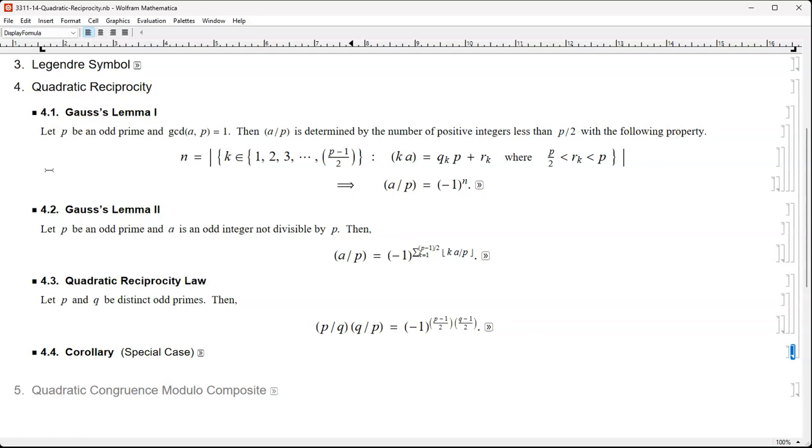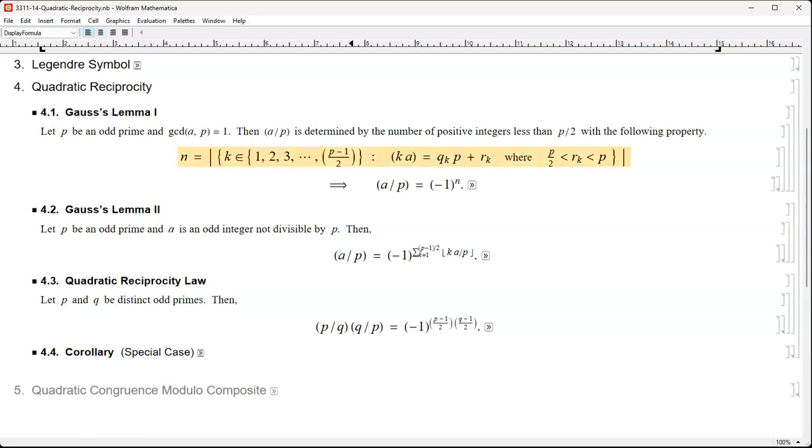The first lemma says p is an odd prime and a and p are relatively prime. Then the Legendre symbol a over p is determined by some mysterious quantity n, which is given by the number of elements of a certain set, so that the Legendre symbol a over p is negative 1 to the nth power. There's no surprise we have negative 1 to the nth power because, after all, Legendre symbols take only positive 1 or negative 1. But why this n, and what is this n?